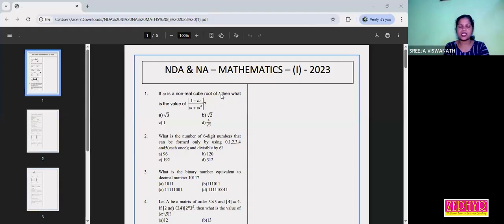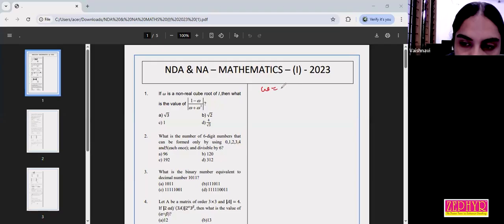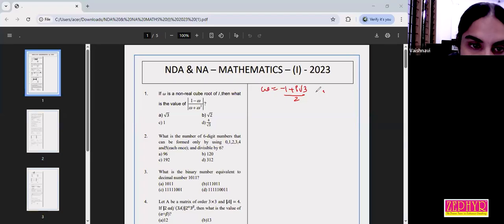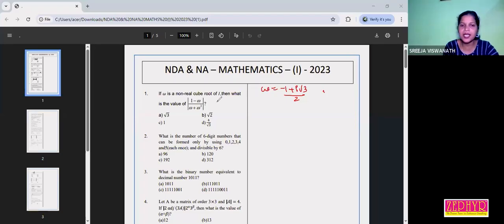How to find question number 1. Anyone? What is omega? The value of omega is minus 1 plus I root 3 by 2, right? And omega square? Omega square is minus 1 minus I root 3 by 2.